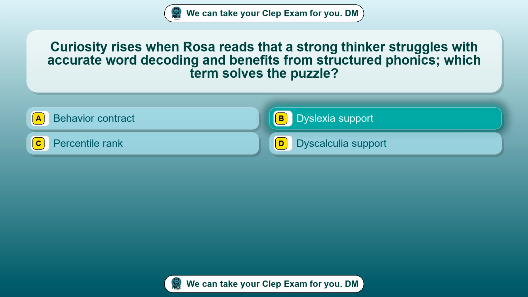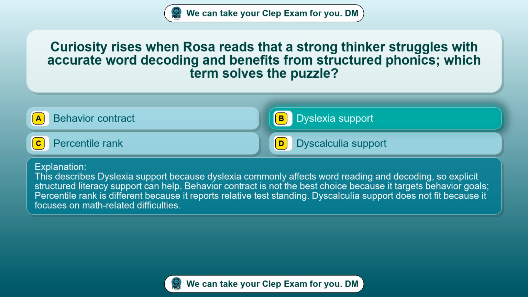Dyslexia support. This describes dyslexia support because dyslexia commonly affects word reading and decoding, so explicit structured literacy support can help. Behavior contract is not the best choice because it targets behavior goals. Percentile rank is different because it reports relative test standing. Dyscalculia support does not fit because it focuses on math-related difficulties.